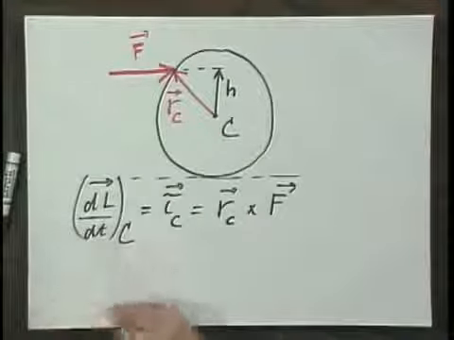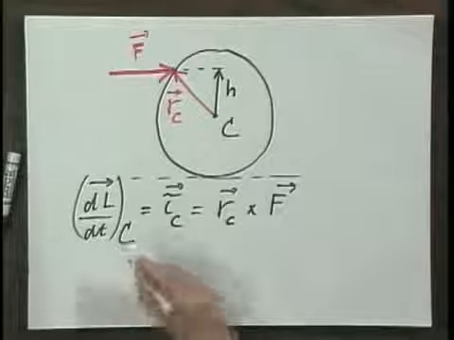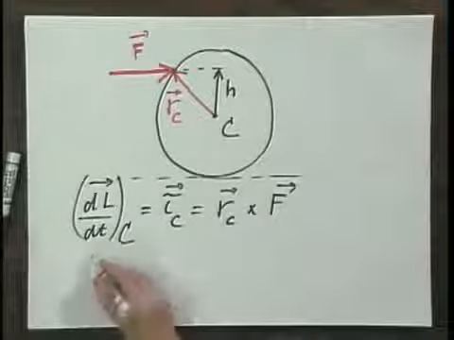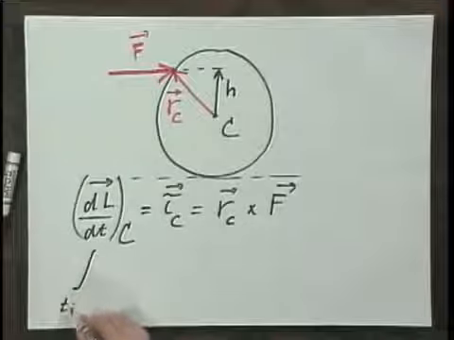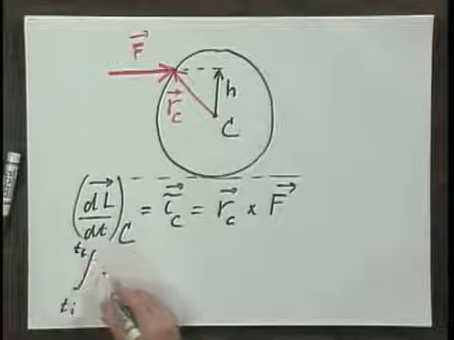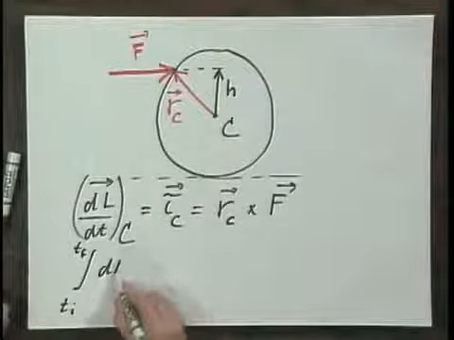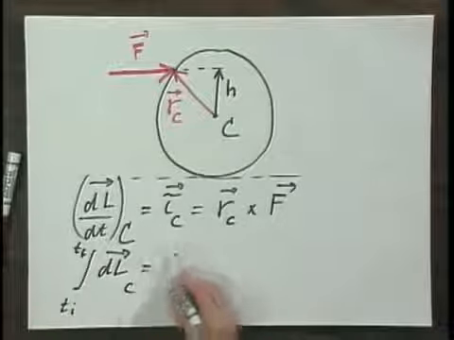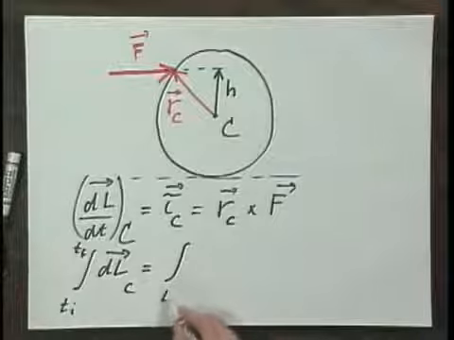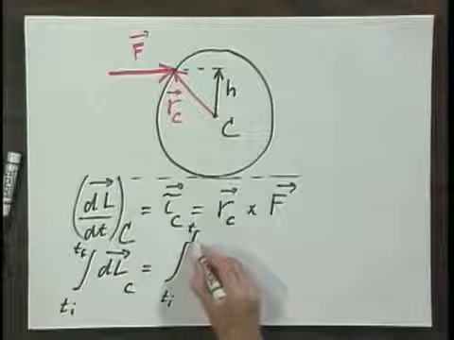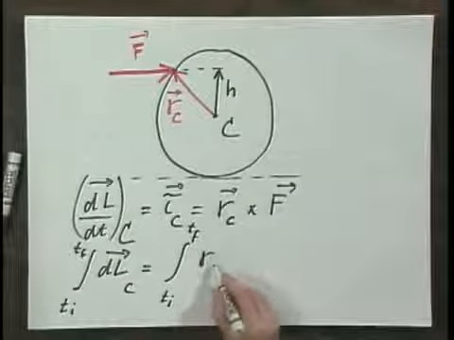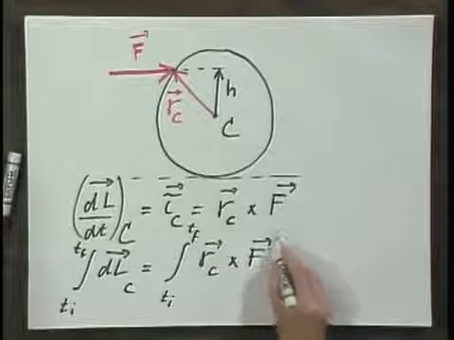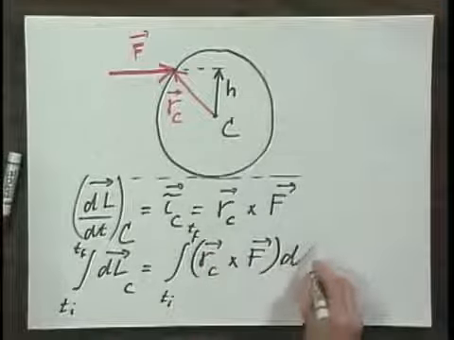I now do a time integral, the integral of this dt. So I'm going to get, from t initial to t final, dL relative to point C equals the integral from t initial to t final of r_C cross F dt.